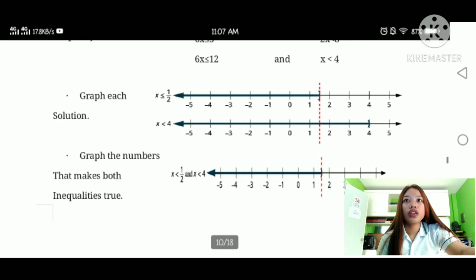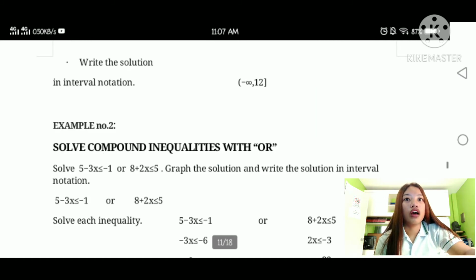Then write the solution in interval notation. So you can see negative infinity, and then 1/2. That's the answer. So there are a lot of examples here, and you can solve them.